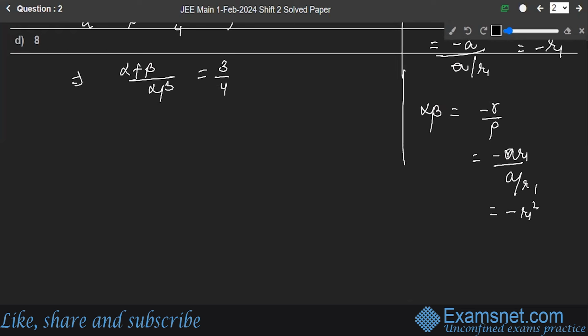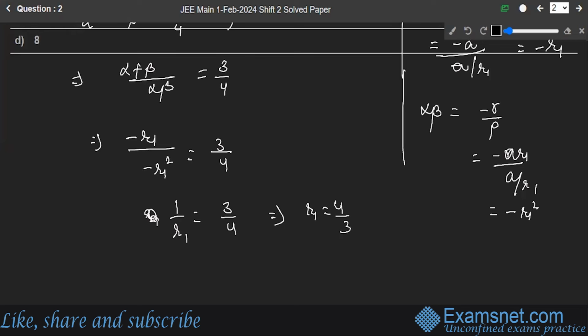Let's fill in over here. You have 3 by 4 as minus r upon minus r square. This is equal to 3 by 4. Or you have r will cancel. 1 upon r is equal to 3 by 4. Or you have r as 4 by 3.